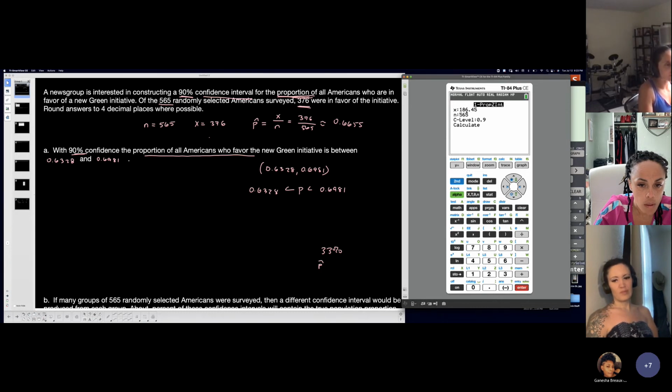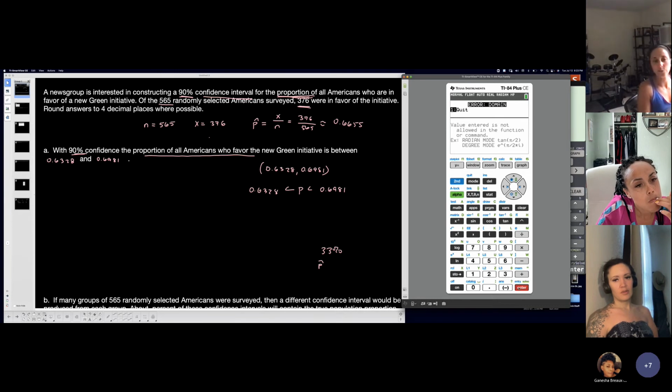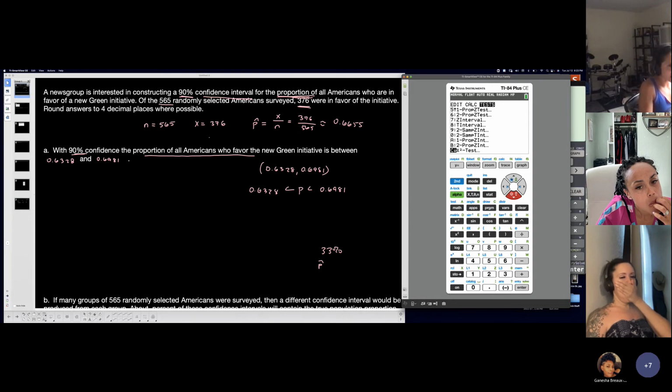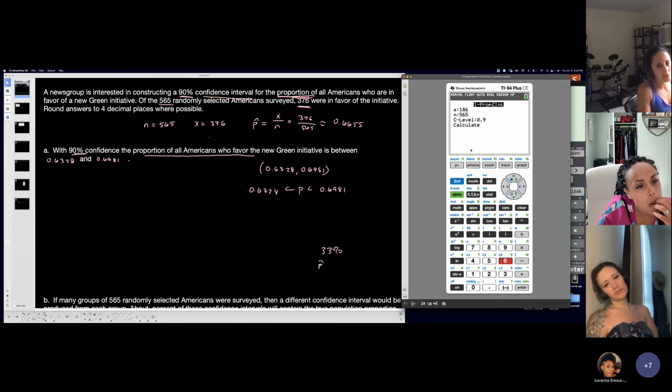But you see how if I were to calculate X, if it were a decimal, check this out. It's gonna tell me error. It's not gonna make sense because X can't be a decimal. So if they gave me the percentage and I had to calculate the X, if it were a decimal, I have to round it to the closest whole number. Otherwise, it's not gonna work. You never have a decimal here, and you're never putting a percentage here because X represents the number of successes.